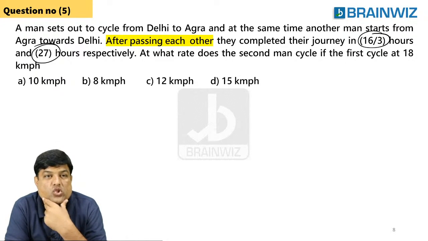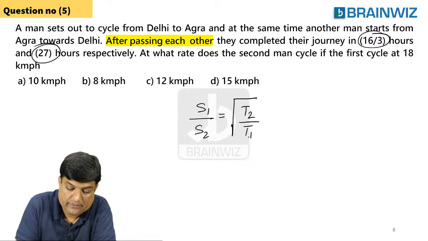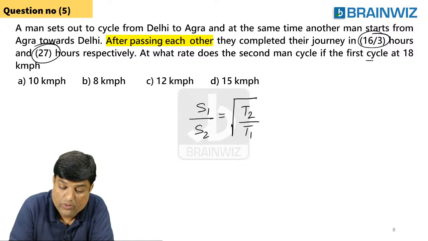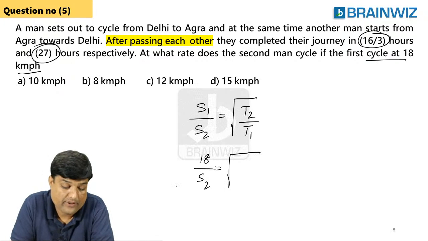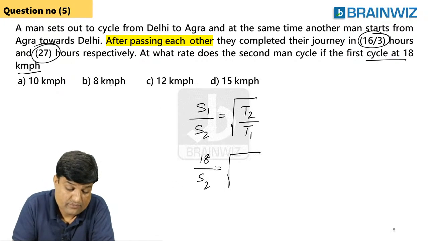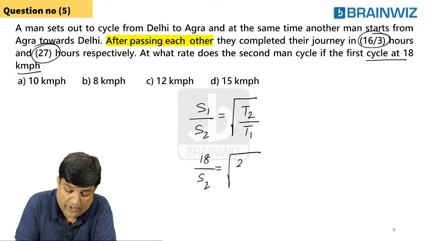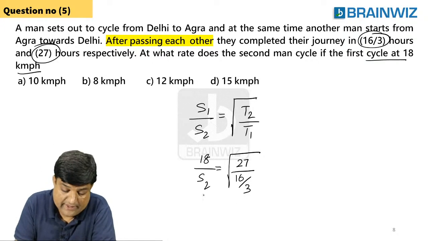That's good. You're getting the perfect answer. S1 by S2 is equal to under root of T2 by T1. What is S1? I have no idea. Following everybody? S1 speed is 18. S2 I have no idea, under root of T2 by T1. First time is what? 16 by 3. Second time is what? 27. So put it here, this is 27. The second time is 27 and the first time is 16 by 3. I hope everybody is understanding this.